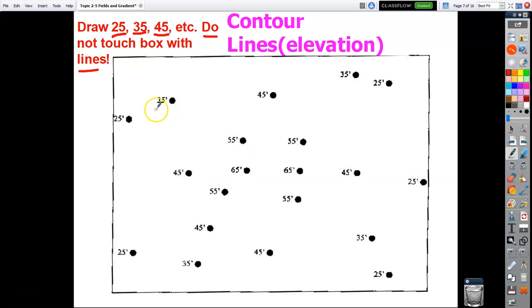Again, making sure, rules: you don't cross or touch each line. They should never touch each other because they represent different elevations, right? 25 is not 35 and 35 is not 45, etc. So let's start with the 25.